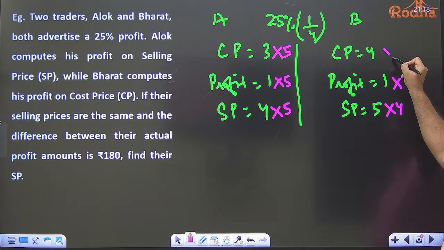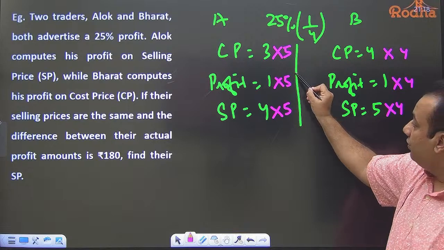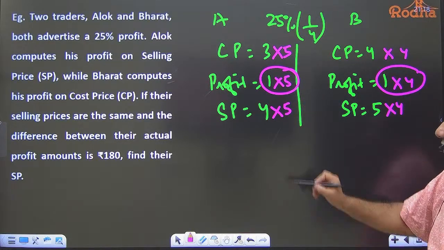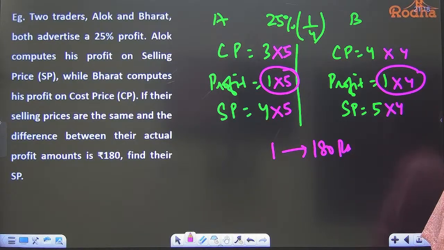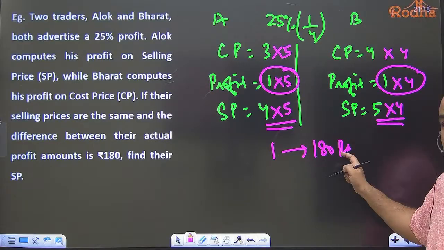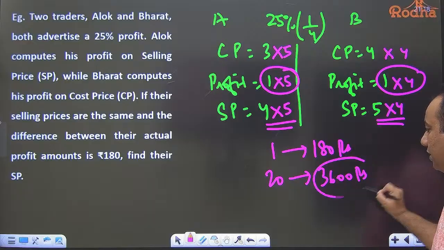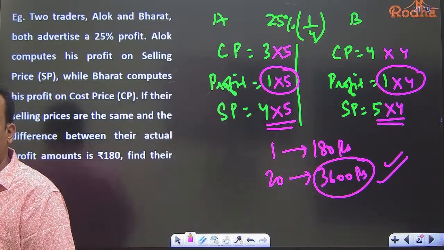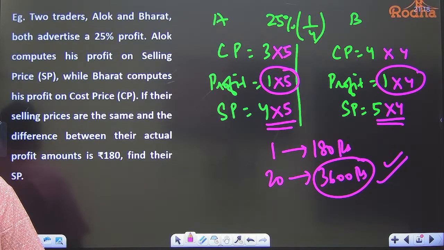Now, it is given in the question that the difference between their actual profit is 180. Profit of Alok is 5 units. Profit of Bharat is 4 units. So the difference is 1 unit. So the value of 1 unit is 180 rupees. Now they are asking the selling price. The value of selling price is 20 units. So 20 units will correspond to 3600 rupees. So answer for this is 3600. Very good, Vijay. Very good, Chahat. Is that clear to all?